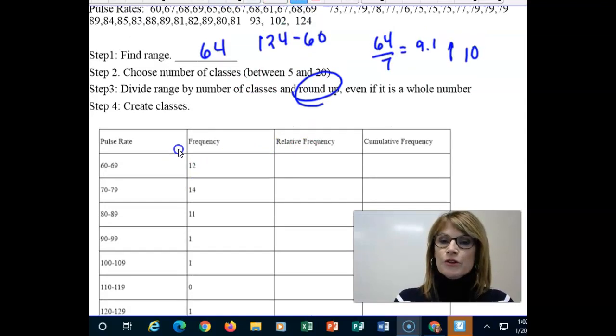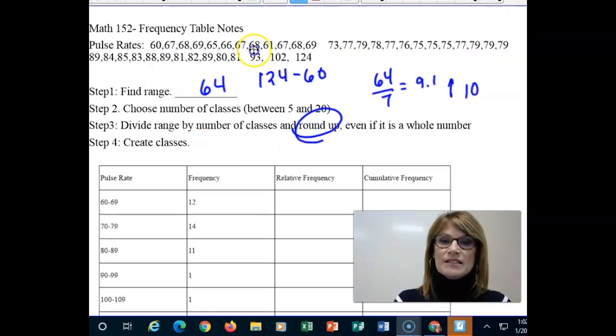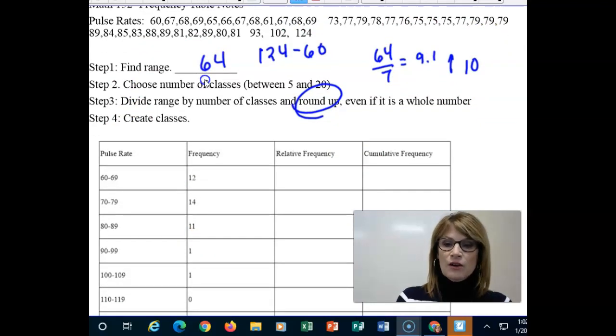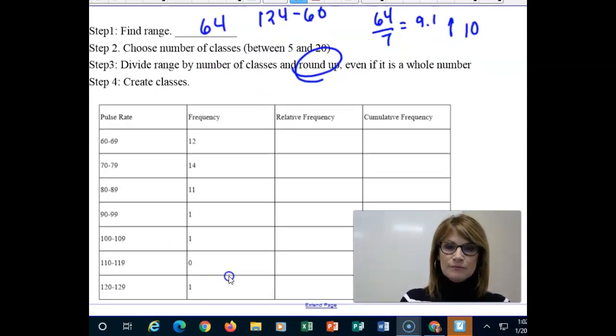We would have gone through and found the frequency. Frequency is just counts. How many 60s do we have? 12. How many 70s do we have? 14. 80s, we have 11. 1 in the 90s, 1 between 100 and 109, none here, and 1 at the end.